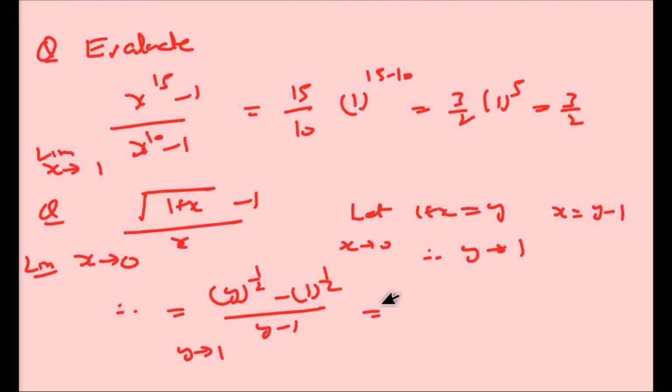Now it is a formula, so we can write m times 1 to the power n minus 1, so 1 by 2, and this is also 1 upon 1 to the power 1 by 2, equal to 1 by 2 into 1, equal to 1 by 2.